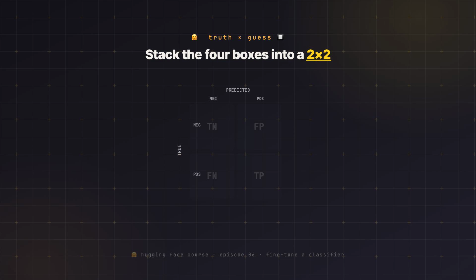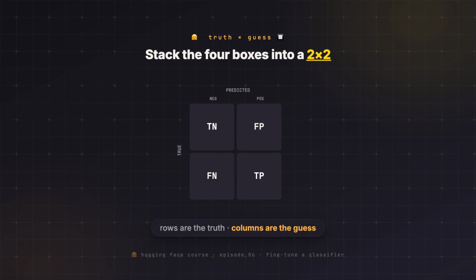Stack those 4 boxes into a 2x2 grid, and you've built a confusion matrix. Rows are the truth, columns are the guess. The 2 boxes on the main diagonal are the wins. The 2 off-diagonal boxes are the losses. The shape of the grid tells you the model's whole personality at a glance.